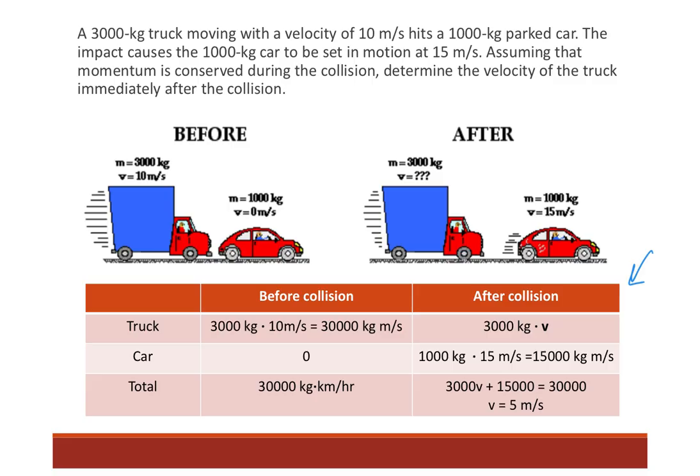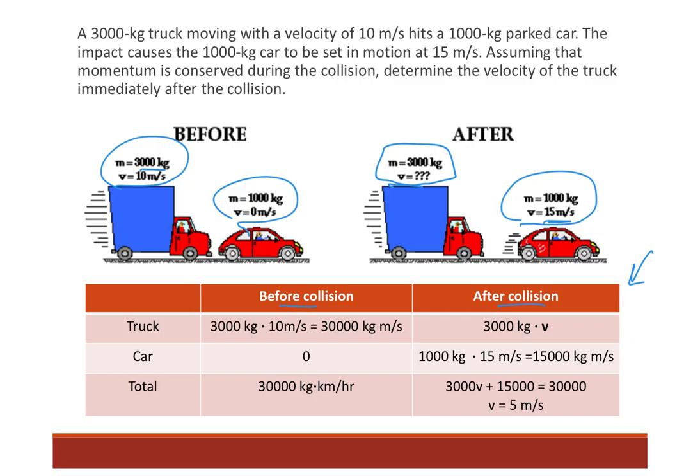So we have a truck that weighs 3,000 kilograms and it's moving at a velocity of 10 meters per second. It runs into a parked car that's just sitting there, not any momentum because it's not moving. And as a result, the car is pushed forward after the collision at 15 meters per second. But the truck now has changed its velocity, and we're going to try to figure that out using the principle of conservation of momentum. So again, we think about what's the situation before and what's the situation after.